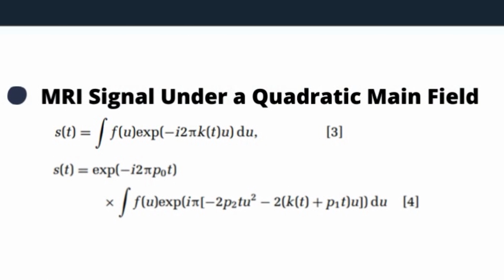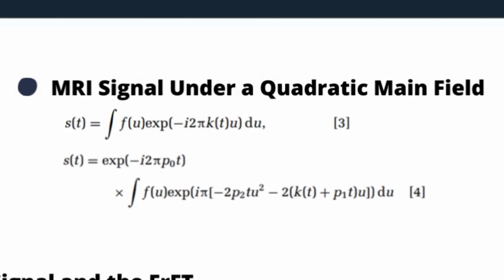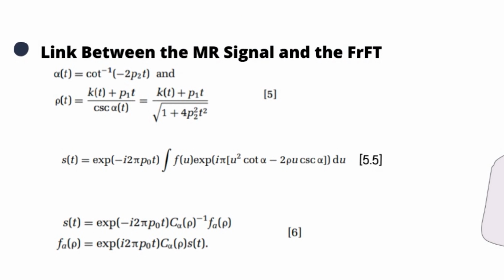There is a remarkable similarity between this expression and the FRFT defined in equation 1. To link the MR signal and the FRFT, we represent equation 4 in the form of equation 1, which becomes equation 5. Both alpha and rho are functions of time. Then, using equation 1, the signal equation becomes a time-varying order FRFT of the object, as equation 6.